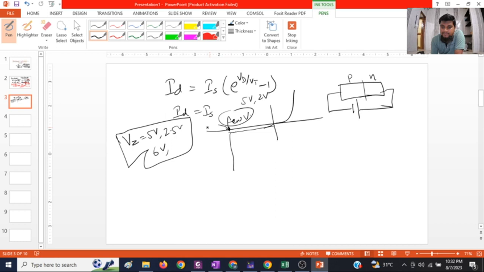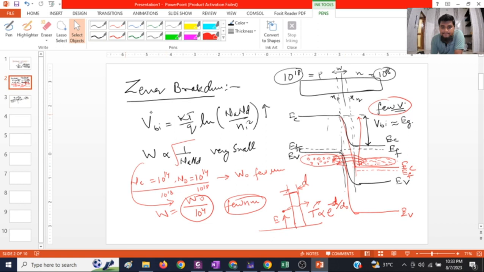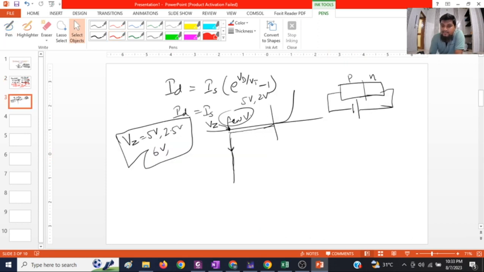At VZ, there will be a lot of current. However, just make sure, because this current is because of tunneling, there is no damage to the device. Once you remove the reverse bias, it will work as a normal diode. Also, in the forward region, it will work as a normal diode. There is no issue.